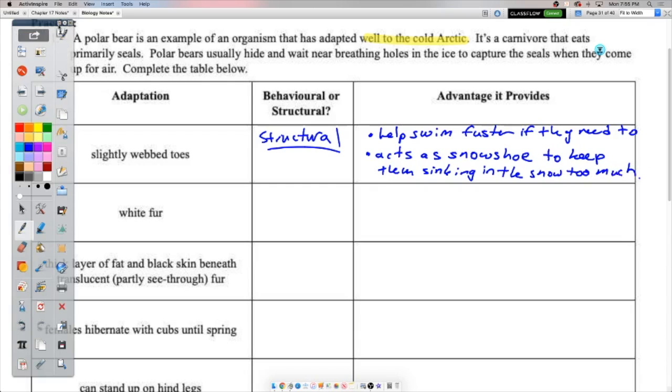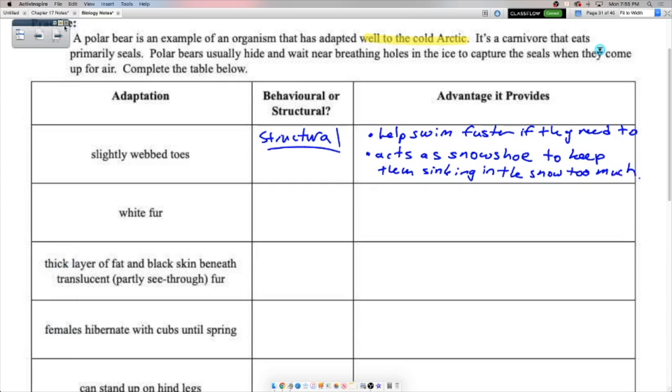Okay, white fur, structural or behavioral? Is white fur something it does to keep itself alive? No, right? It's something that it has, a physical feature that it has. So that is definitely structural as well. Why would you want to have white fur if you're a polar bear? Again, for camouflage, right? Just because it doesn't need to hide from predators very often doesn't mean it doesn't want to hide, right? It wants to sneak up on its prey.